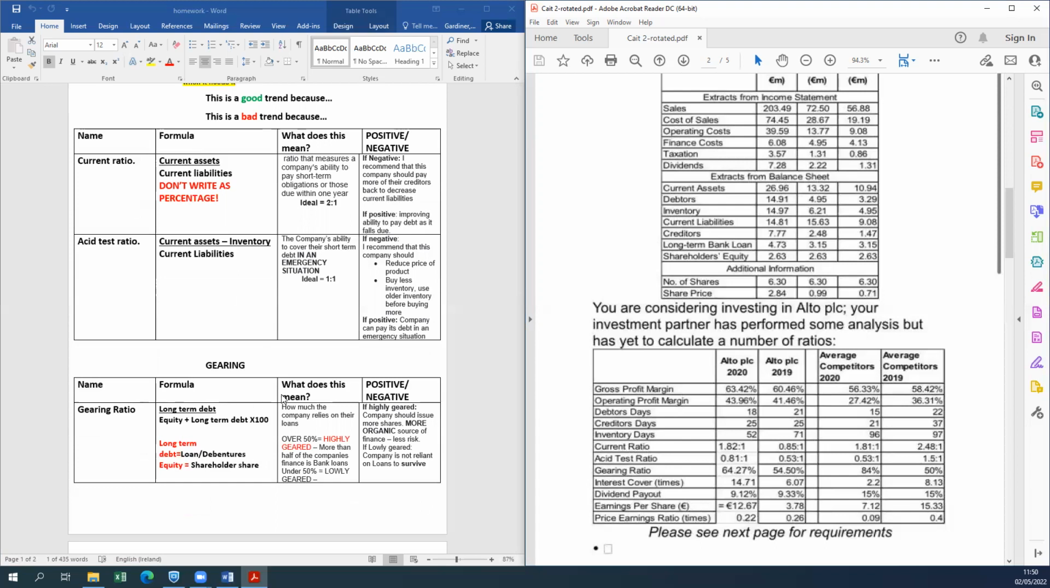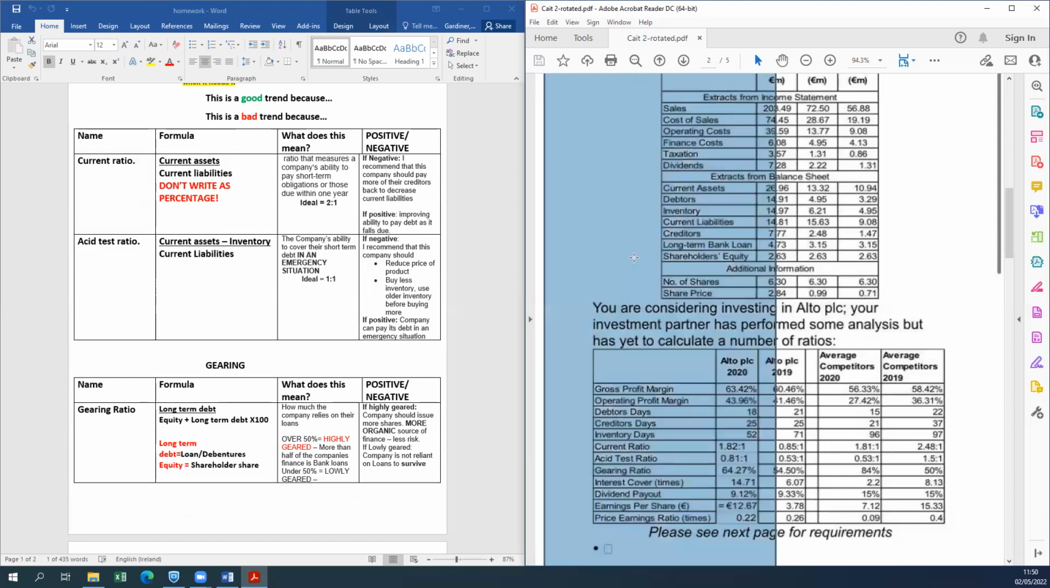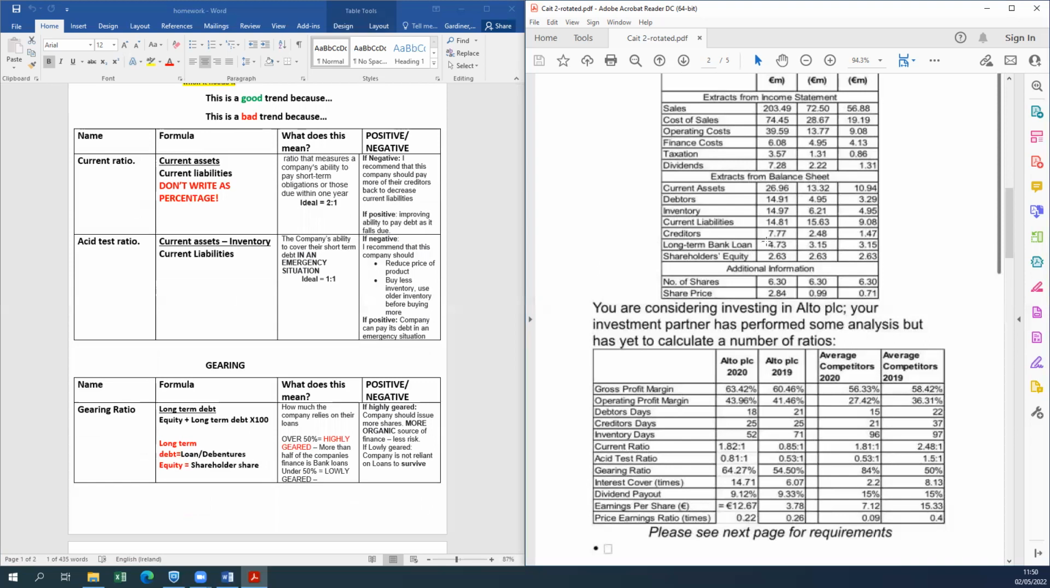Gearing ratio. The gearing is how much the company relies on debt, and that's long-term loans, debentures, whatever. It's not good to rely on the bank to give you all your money. Anyway, what you're going to do is put your long-term debt up here above equity, shareholders.